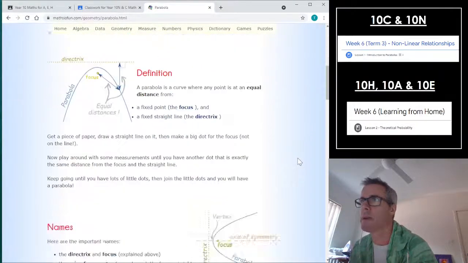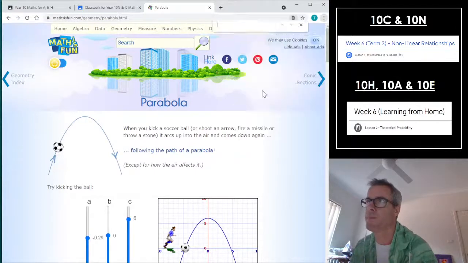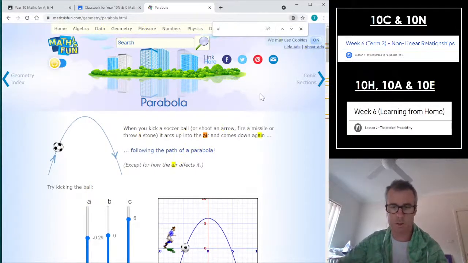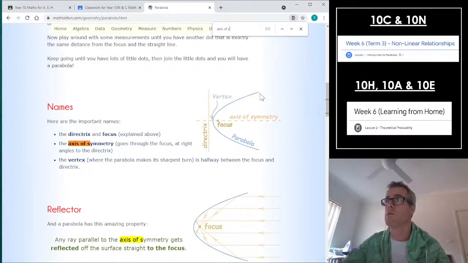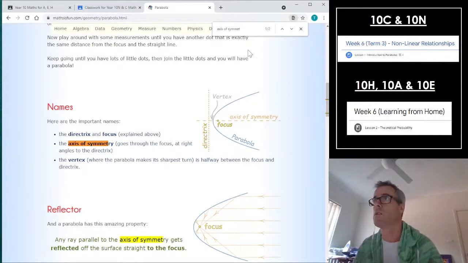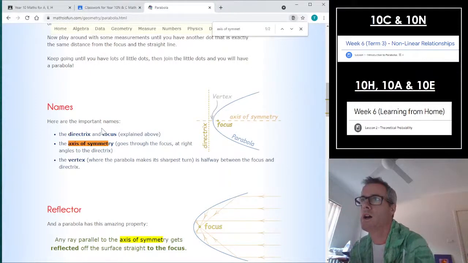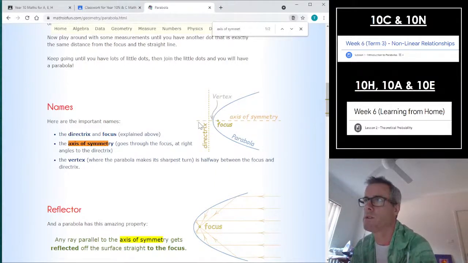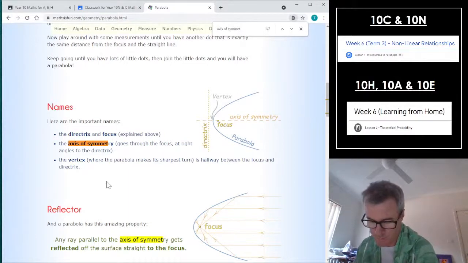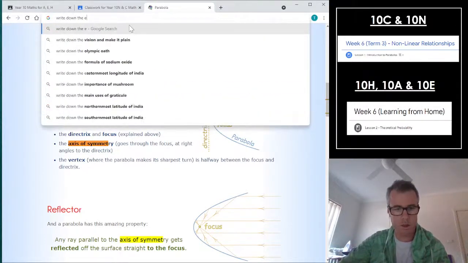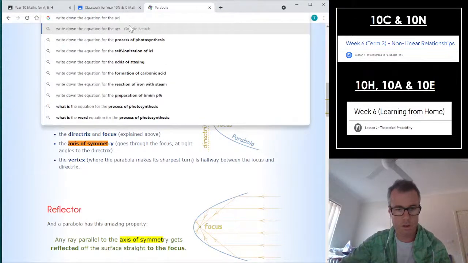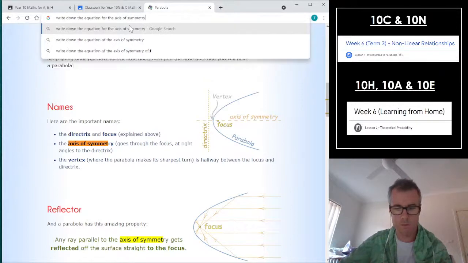Again, you're going to get a bit bombarded, so here's the hot tip: use the find button. So if we go axis of symmetry, here we go. That's the axis of symmetry there. It still doesn't help us find it, right? Write down the equation of the axis of symmetry. Let's do it.